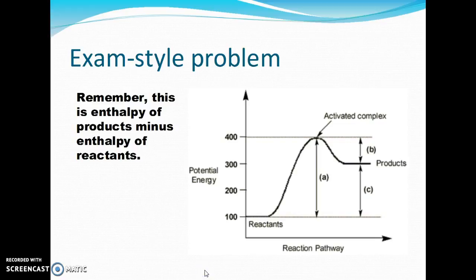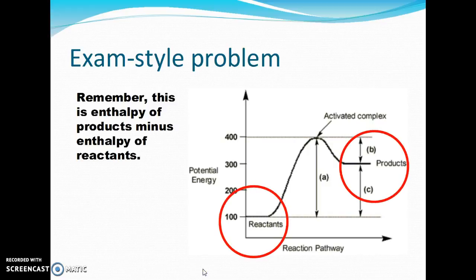Remember, this is enthalpy of products minus enthalpy of reactants all the time. So the products up on the right, the reactants down on the left. Delta H is 300 kilojoules minus 100 kilojoules, or 200 kilojoules. And this is endothermic because we're going from a lower energy to a higher, so it's plus 200 kilojoules.